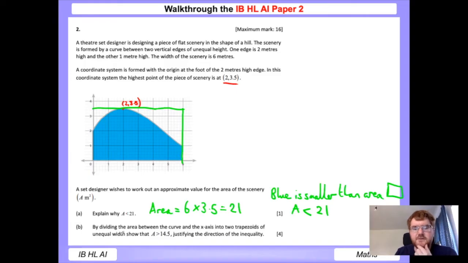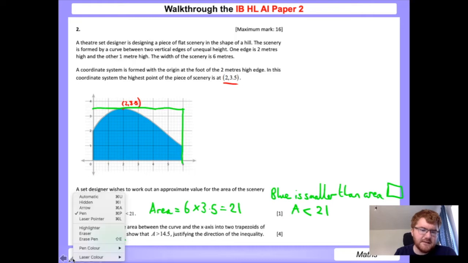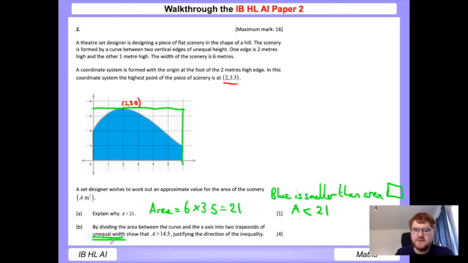By dividing the area between the curve and the x-axis into two trapezoids, or trapezia, of unequal width. This is really important. When I first looked at this question, that was the part I didn't look at correctly. Show that A is greater than 14.5, justifying the direction of the inequality. So this is quite a nice 4 marks to get here, as long as you read the question. Now notice, as soon as you see trapezoids, you think trapezium rule. Right, fantastic, I've got the formula, off I go. But then they said trapezoids of unequal width. So you go, okay, that's a bit strange.